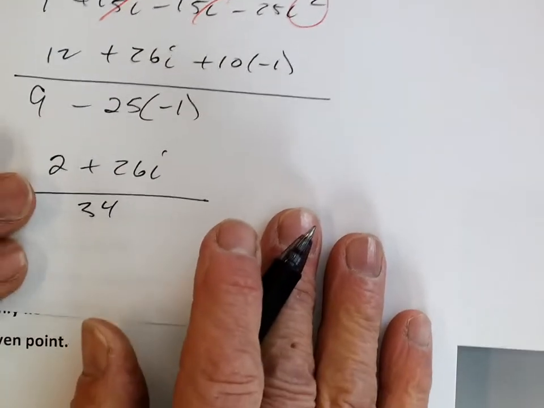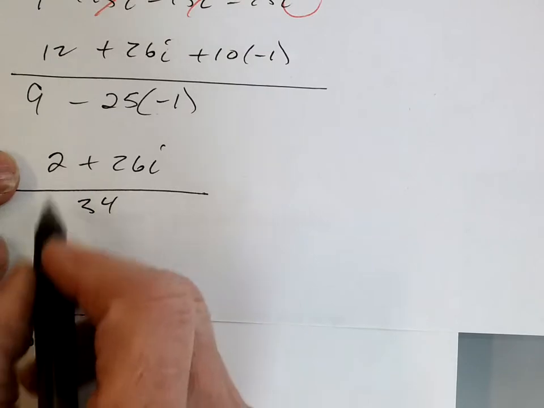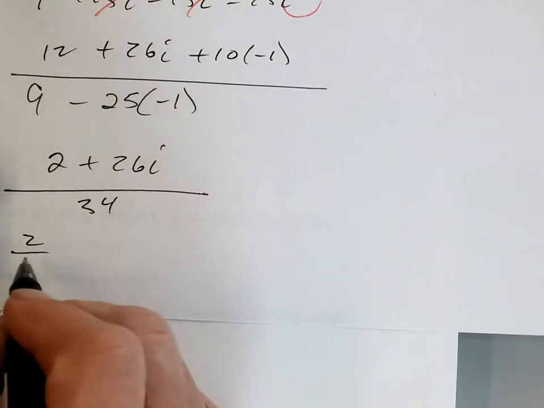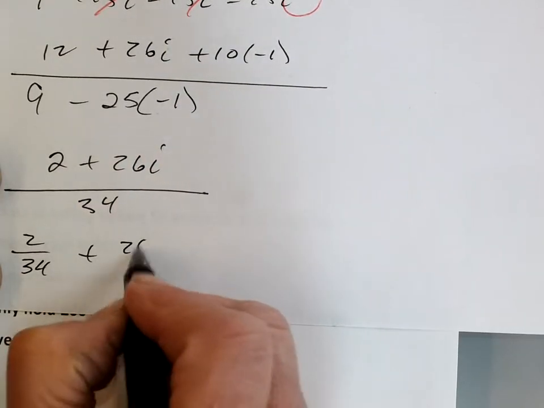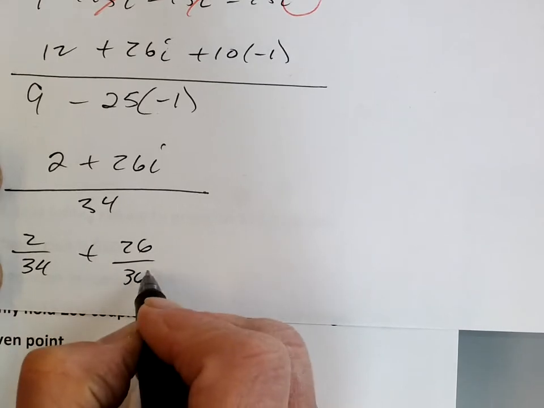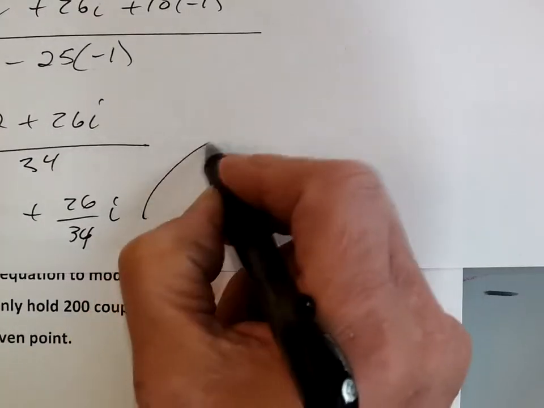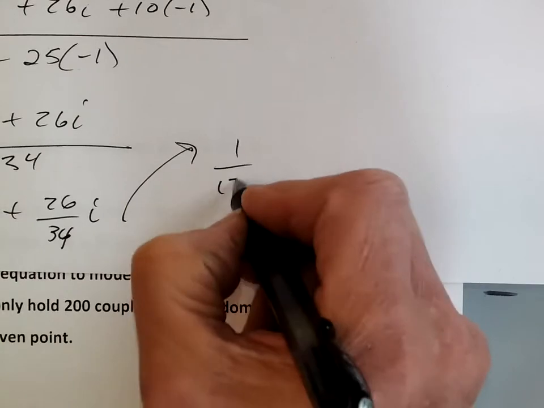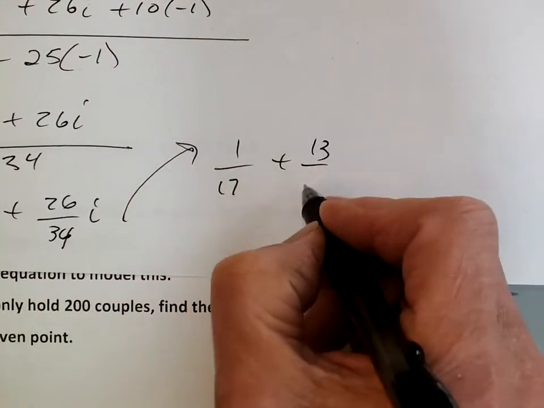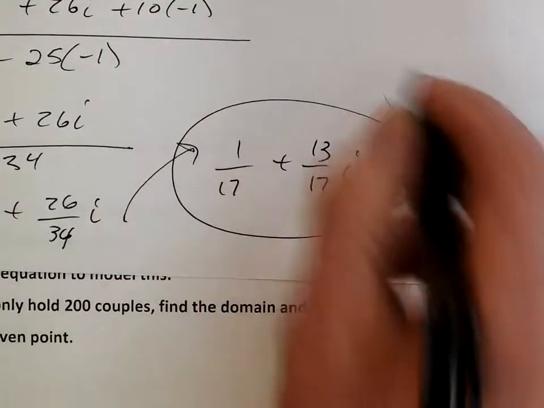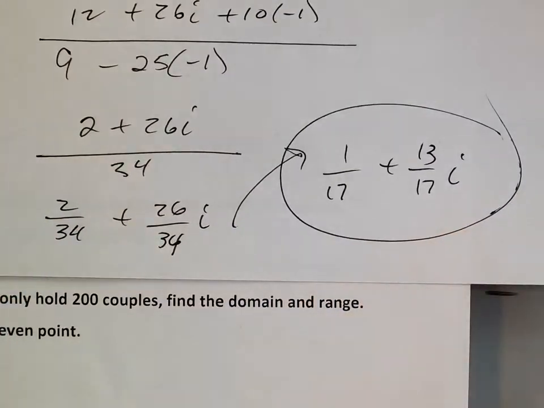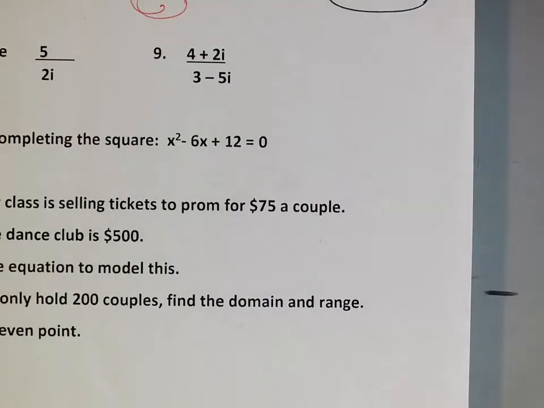Okay, I need to rewrite it as two separate parts. I get 2 over 34 plus 26 over 34i, and then I probably will reduce into a 1/17 plus a 13/17 i. Okay, there you go. Let me keep going with this. Almost done.